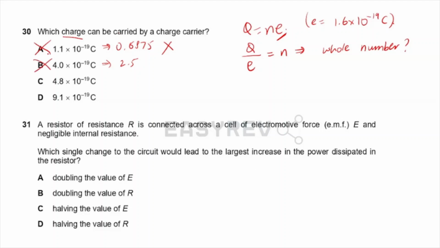But if we look at option C, here we get exactly 3, meaning C can definitely be the answer. And just to be sure, let's look at option D as well. Here you have 5.6875. Once again, not a whole number you can treat, so C is the best option we have.